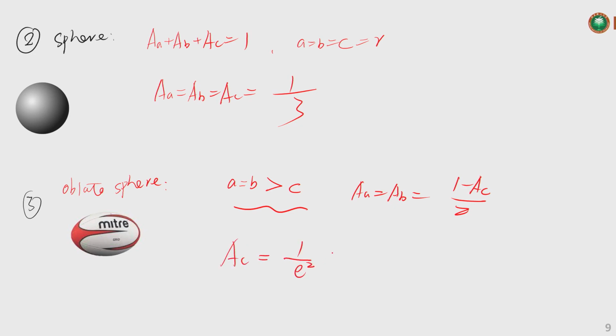1 over A squared times 1 minus the square root of 1 minus A squared, divided by E, and 1 over C, E. So these are the expressions for the oblate sphere or spheroid. And if we squeeze it further, then it becomes the fourth one, it becomes a disk.